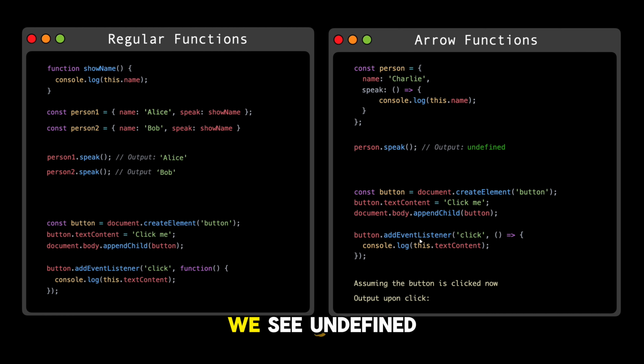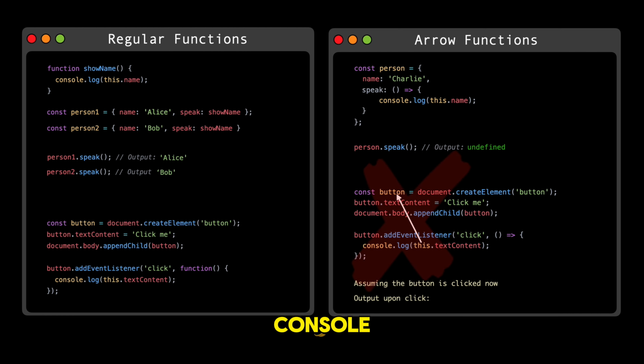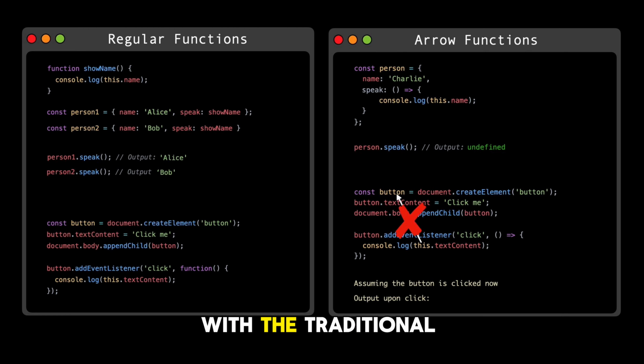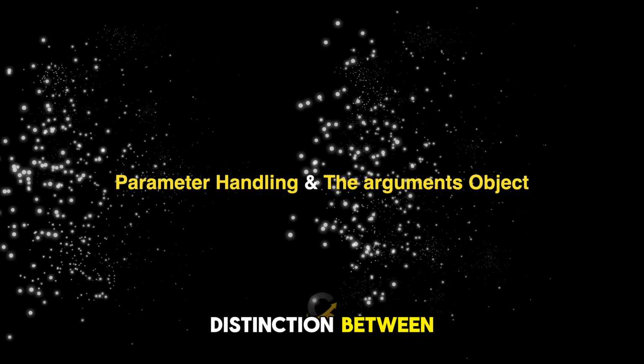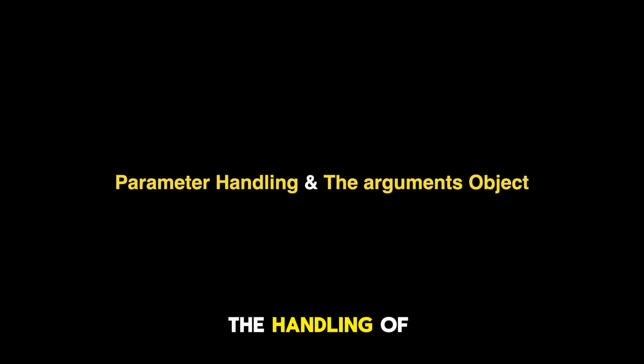Upon clicking the button, we see undefined log to the console, not click me as we saw with the traditional function. The reason is that arrow functions close over the value of this from the surrounding lexical scope. In this context, this does not refer to the button, but to the lexical scope in which the arrow function was defined, which does not have a textContent property. Let's dive into another important distinction between traditional and arrow functions: the handling of parameters and the arguments object.